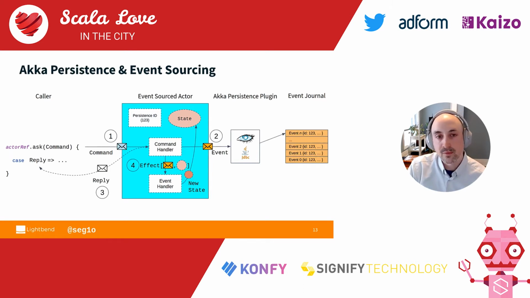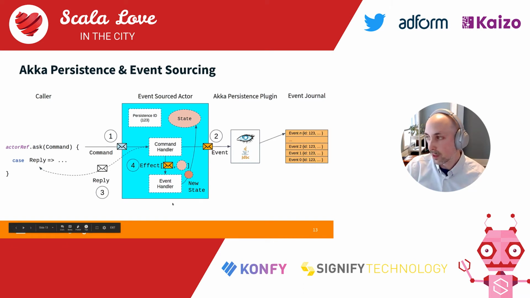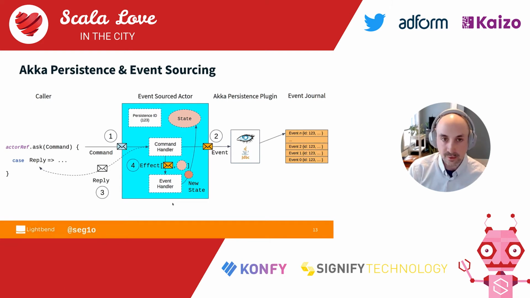After the event's persisted, we optionally send a reply back to the caller. And an effect is passed to this event handler, which is another user-defined function of the event-sourced actor. This effect is basically a type that encapsulates the event as well as the state of this actor. Its job is just to apply the event to the state in order to generate a new state that we return in the event handler, and that is used in future commands that are processed by this actor.